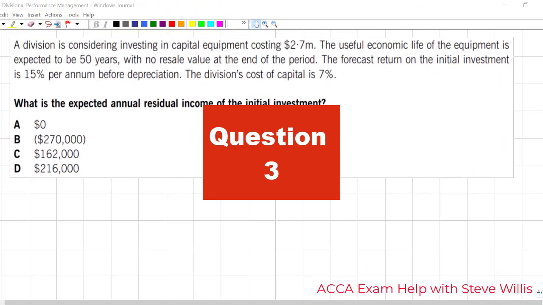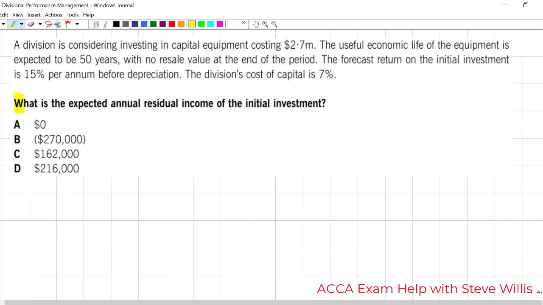This next question is a tricky numerical residual income question. Let's read this first. Residual income, annual. Let's set up a template before we do anything. So we need the operating profit, put a P for the operating profit. We need the cost of capital multiplied by the investment. That's the minimum required return in dollars. Okay? And the difference would be residual income.